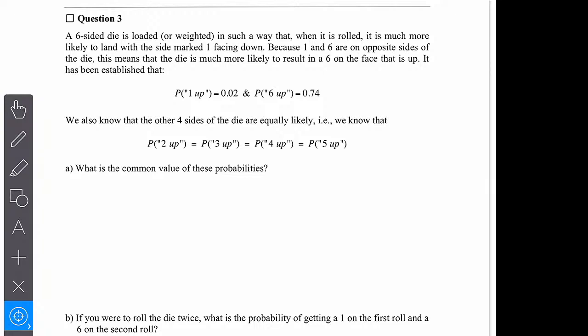Okay, a 6-sided die is loaded or weighted in such a way that when it is rolled, it is much more likely to land with the side marked 1 facing down. Because 1 and 6 are not opposite sides of the die, this means that the die is much more likely to result in a 6 on the face that is up. It has been established that the probability of 1 up is 0.02 and the probability of 6 up is 0.74, so 1 up is 2% and 6 up is 74%.